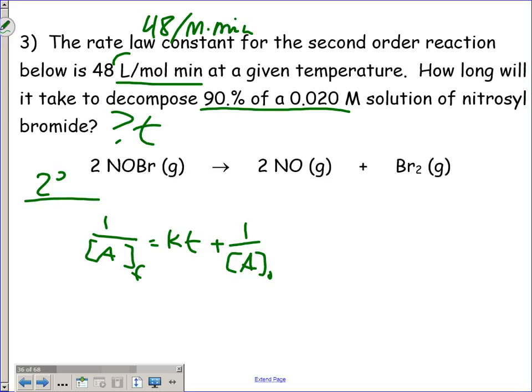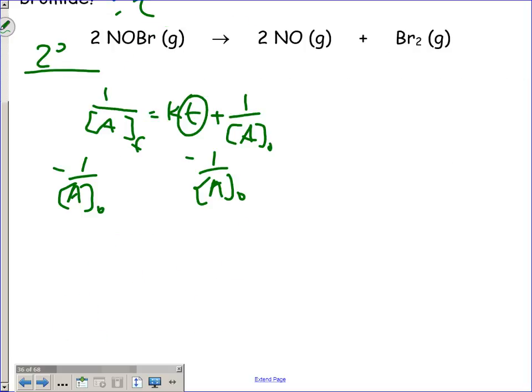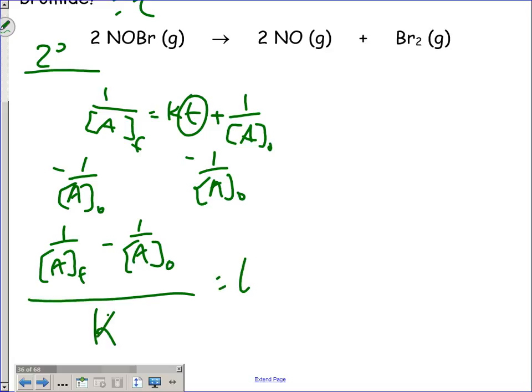I could put the nitrosyl bromine, I'm not. We could plug that in there. I'm just putting A for now. What am I solving for? T. Okay, manipulate this to solve for T. Subtract 1 over A initial and divide by K. So this becomes 1 over A final minus 1 over A initial, all over K to give me T.